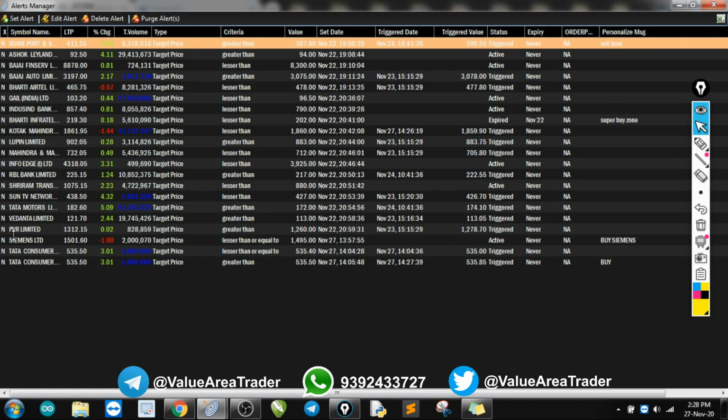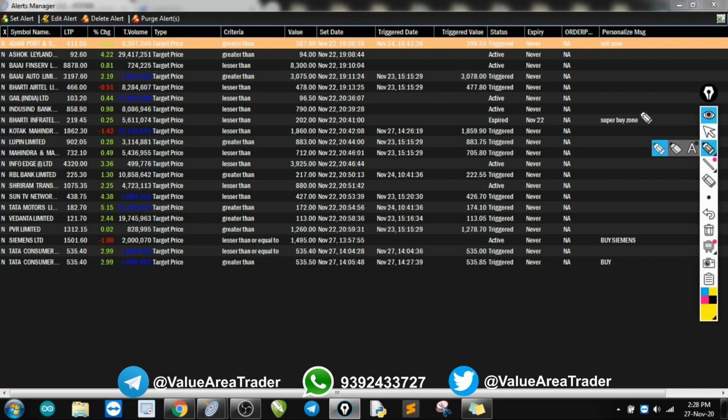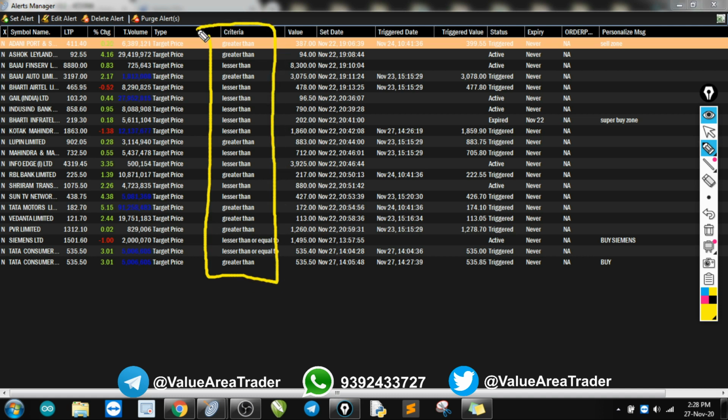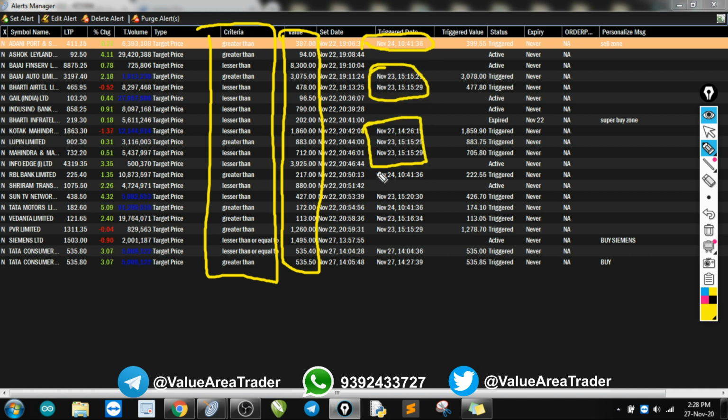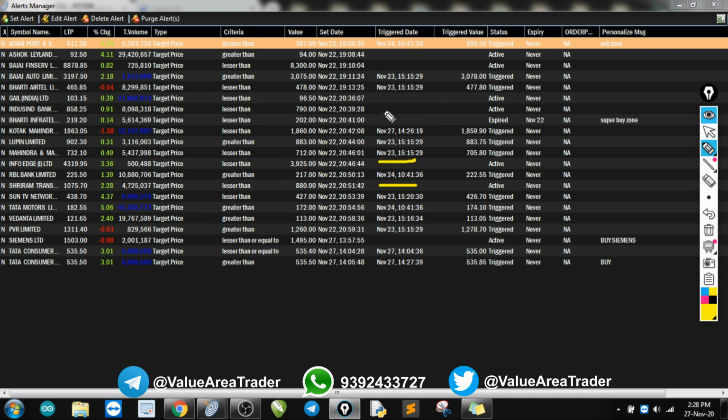I have a lot of triggers here which are already set, and on this side you can see the criteria, whether it is greater than or less than, and this is the value or the price level on which these alerts are triggered. These are the already triggered alerts, right? As you can see, these are all triggered. There are some more triggers which are waiting to happen, so I'll be waiting for these triggers to happen.